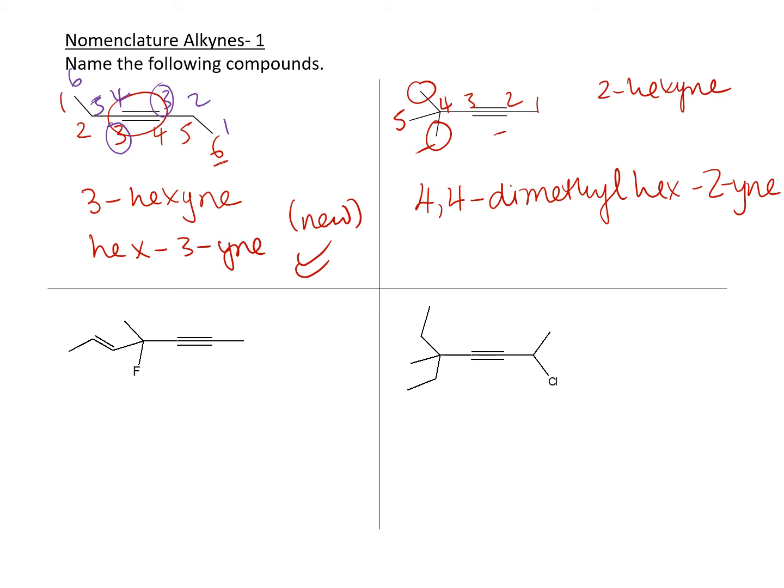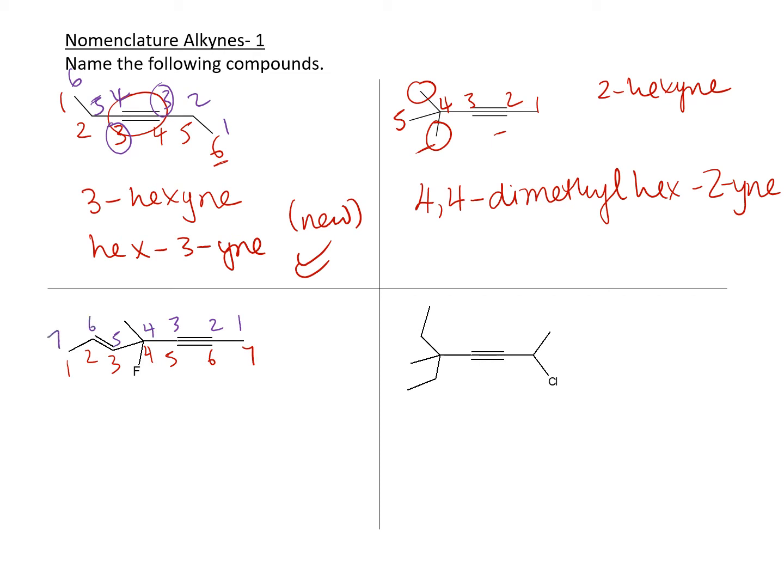Now let's go on to the third one, and in the case of the third one, we actually have a double bond and a triple bond. So let's go ahead and do the numbering first, and we'll talk about how to name this. Let's start from the left. So 1, 2, 3, 4, 5, 6, 7. That is if we go from the left. Now let's try to go from the right. So 1, 2, 3, 4, 5, 6, 7.